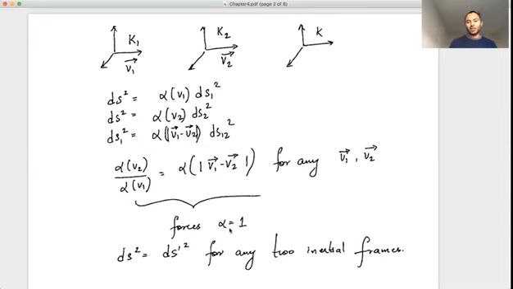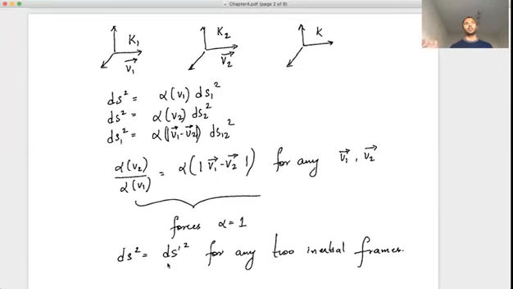I mean, if alpha is not 1, if you make alpha any function of velocity, I can come up with vectors which will violate this equality, right? So alpha has to be equal to 1, which means that if two frames are inertial frames moving with respect to one another, then the intervals have to be the same between the two frames, right? And this interval is 0 for light, and for other particles, it can be some other value, but it has to be the same.